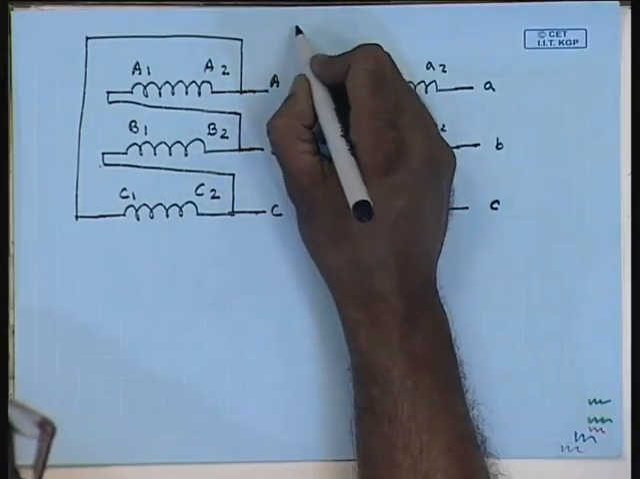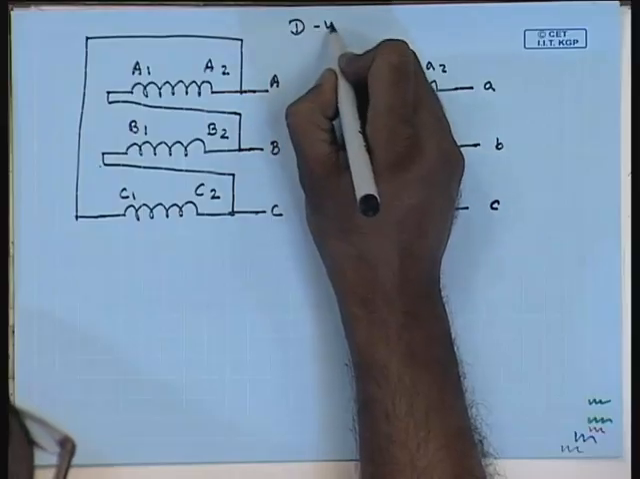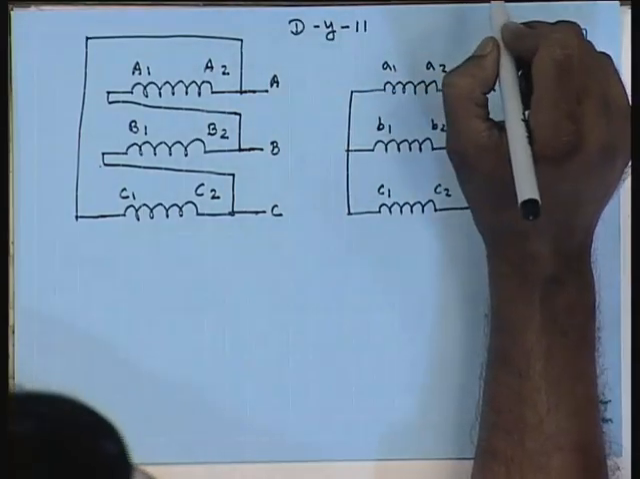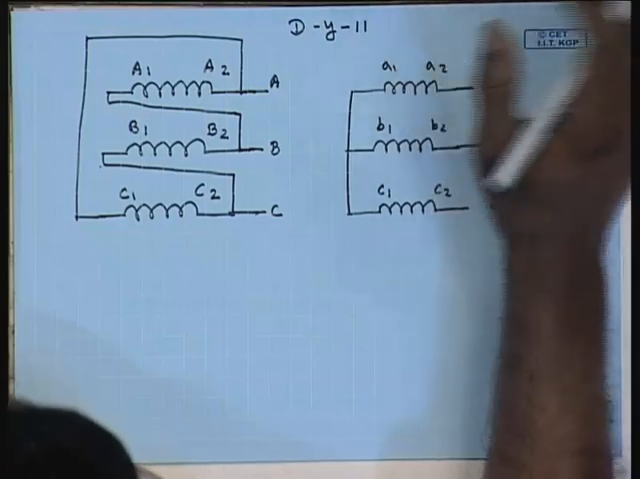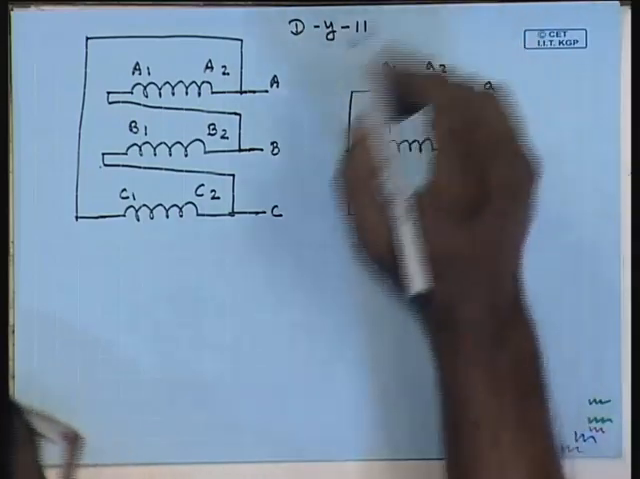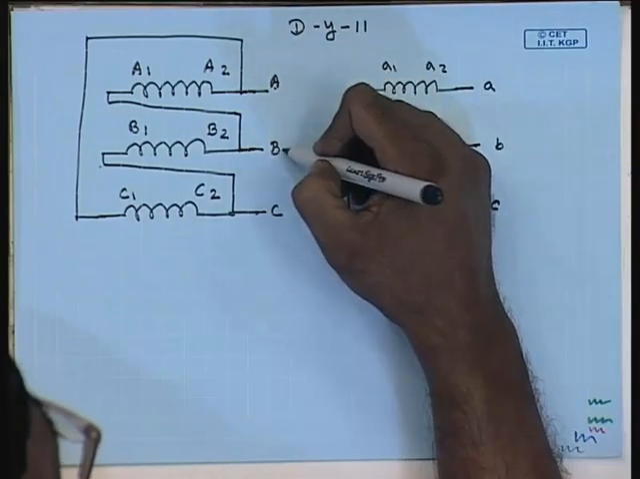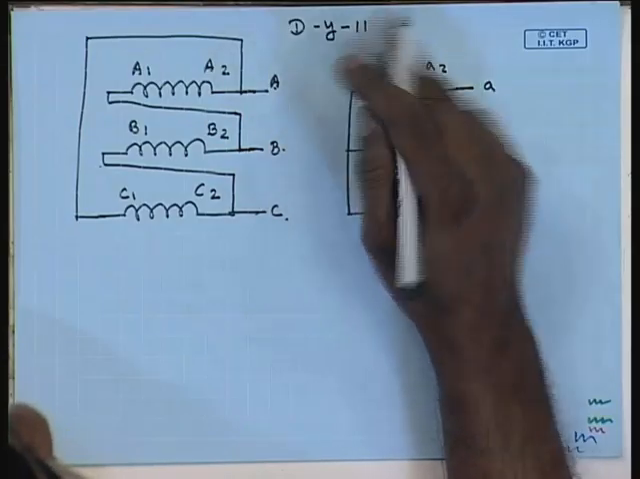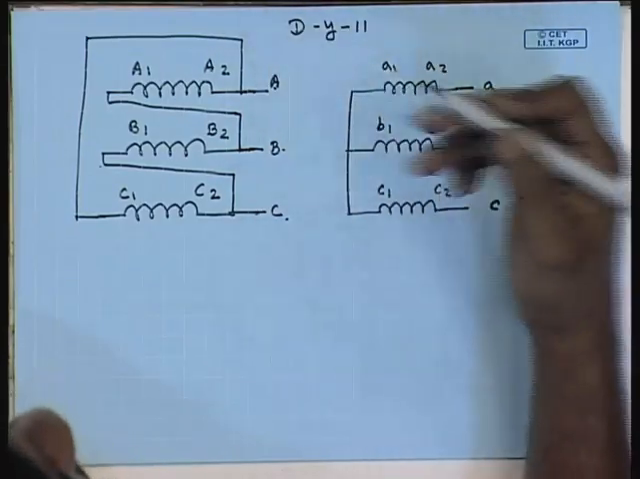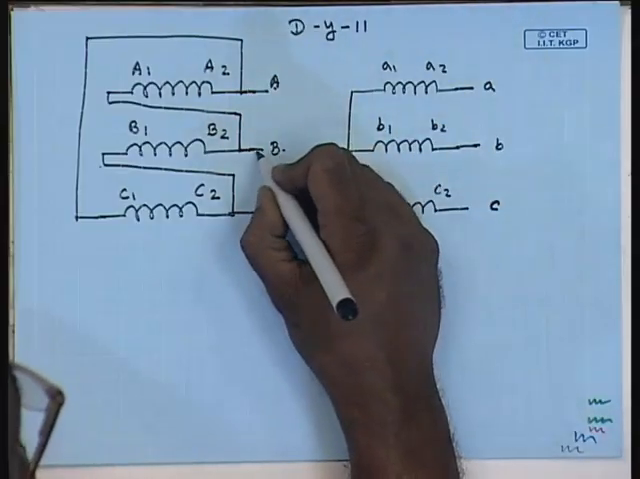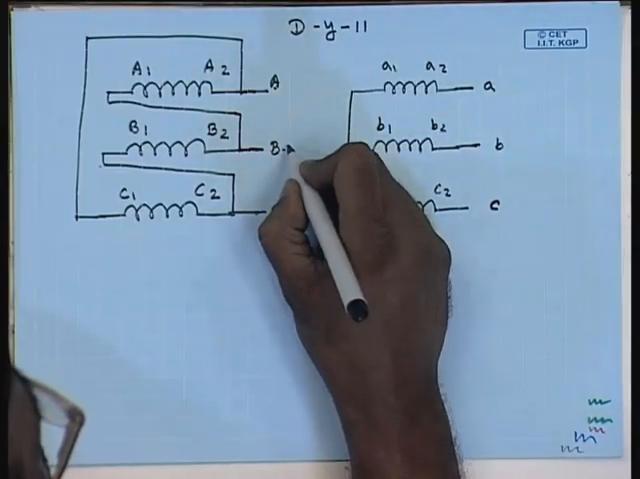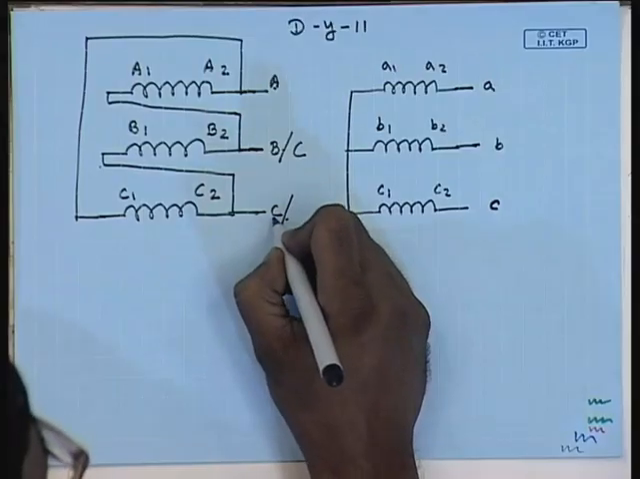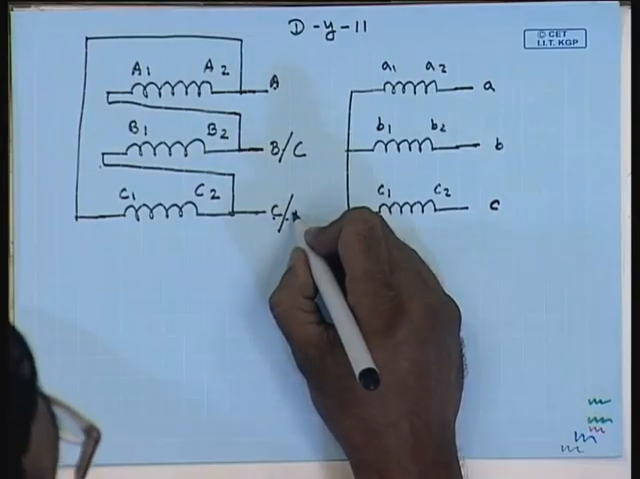This was originally a DY11 connection. Now, let us see the supply is given to the high voltage side with A phase connected here, B phase connected here, C phase connected here. Now, let us exchange two terminals B and C of the supply, that is, instead of connecting phase B to this, if we connect phase C here, and instead of connecting phase C to this, if we connect phase B here, then let us see what happens.